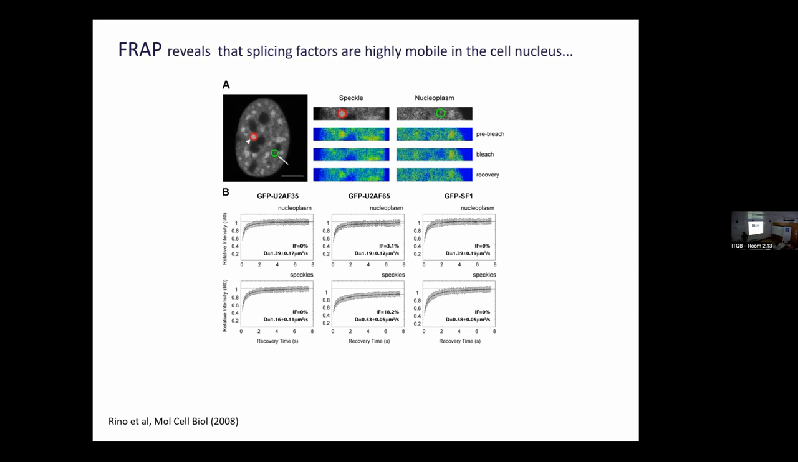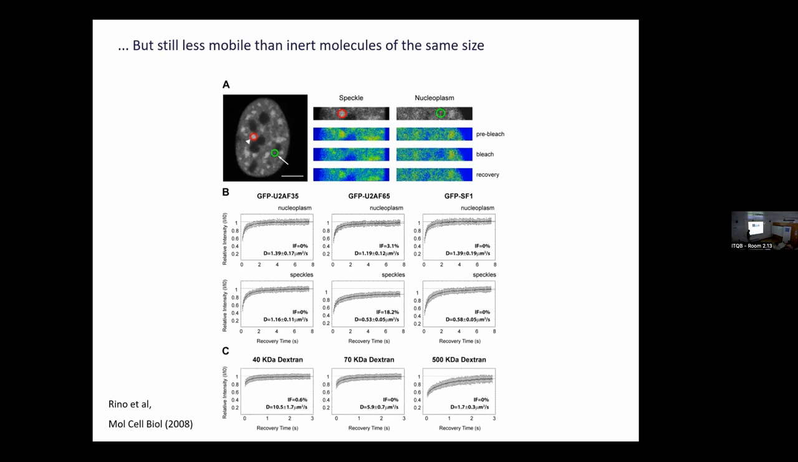It's okay, it's expected. But when we compare with exogenous molecules, molecules that were injected in the cell that are more or less the same size as our splicing factors, they were moving 10 times faster. If they were just diffusing around, we would expect the diffusion coefficient to depend on the hydrodynamic radius of the molecule. Einstein came up with a formula for that. What we are seeing is that our splicing factors involved in splicing were moving 10 times slower than molecules that had more or less the same size. So something was slowing them down.